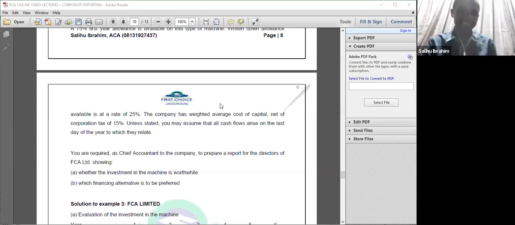Okay, so let's go straight and take the question. Required: you are required to advise which financing alternative is to be preferred. Which financing alternative is to be preferred? Okay.